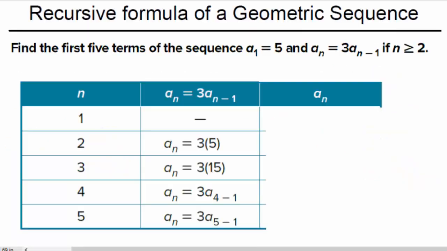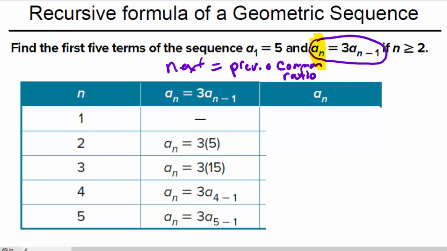Now we're going to use a recursive formula of a geometric sequence. And geometric sequences are really just exponentials in disguise again. But it's very similar to the previous one, the arithmetic. To find the next term, all we have to do is take the previous term and multiply it by the common ratio. So we're using a ratio, which is a multiplier instead of an addition. So it's previous times common ratio. And here's the formula right here. This part of it is the next term.